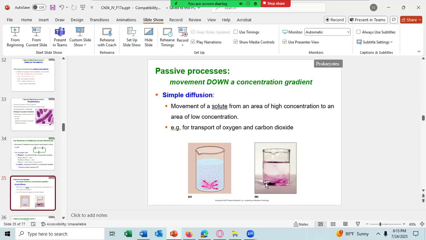Now, simple diffusion across the cell membrane happens with oxygen and carbon dioxide, where the molecule simply moves from areas of high concentration to areas of low concentration. So oxygen moves from outside the cell by simple diffusion to inside the cell, because the cell has less oxygen than outside the cell. And then carbon dioxide is higher inside the cell than outside the cell. So carbon dioxide moves across the cell membrane by simple diffusion because it's simply moving down its concentration gradient. Any question about simple diffusion?